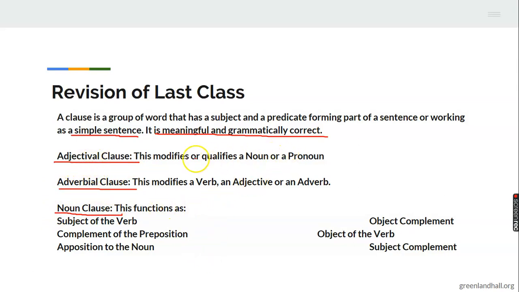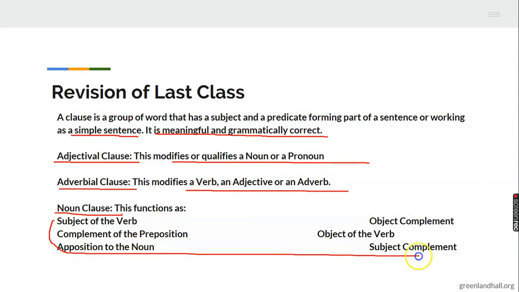And I told you their functions. Adjective will qualify a noun or a pronoun. The adverb will modify a verb, an adjective, or another adverb. And a noun clause will function in six major ways. I call them SV, CP, APN, OC, OV, SC. This is just to enhance.